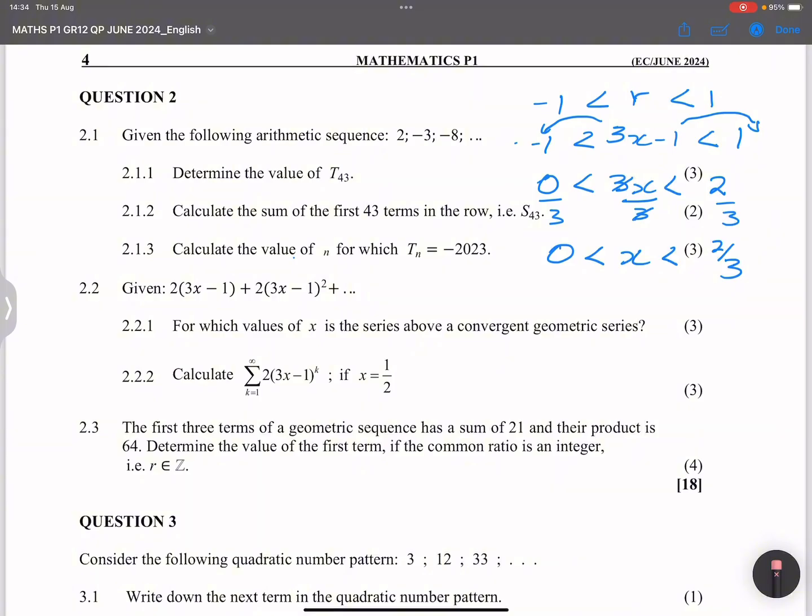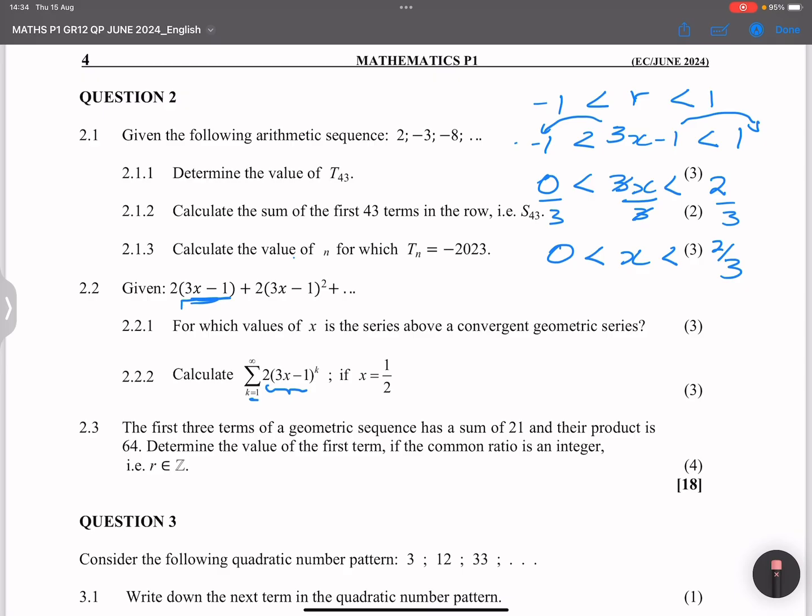Now, the next part says to find the sum of 2 times (3x minus 1) to the exponent k, where k is equal to 1 to infinity. So essentially, we are looking for the sum to infinity. I want you to think about it. It's essentially the same thing as what we had there, the same series. But now what we are doing is substituting x is equal to 1 over 2. So let's see what that will give us.